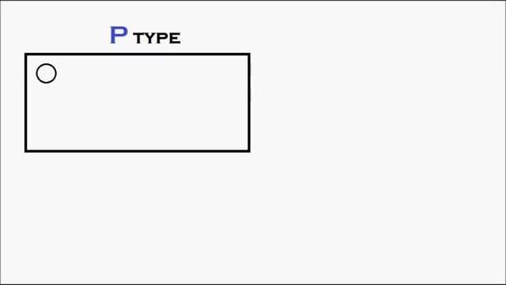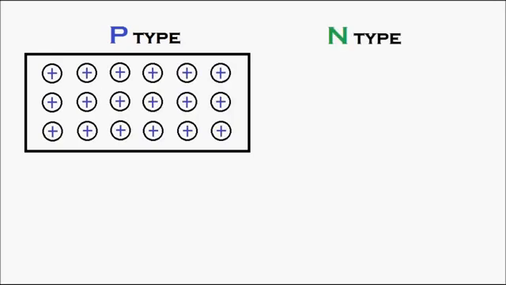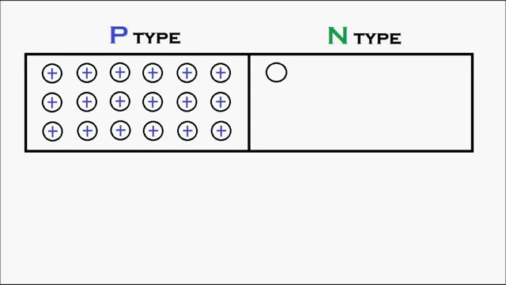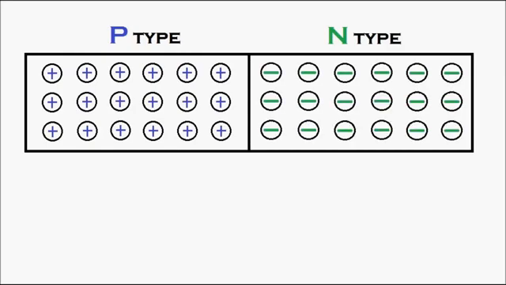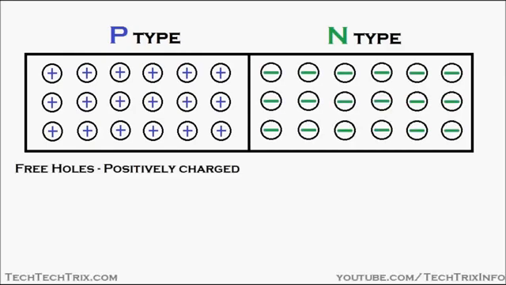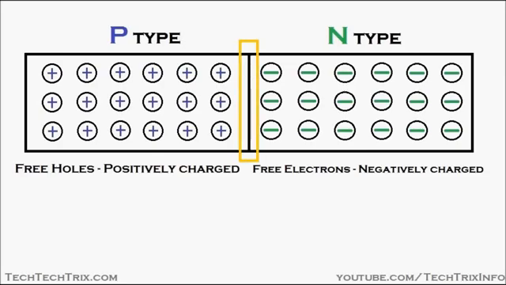So the P-type semiconductor has holes which are positively charged, and the N-type semiconductor has electrons which are negatively charged. You can see free holes which are positively charged are available in the P-type, and free electrons which are negatively charged are available in the N-type. So this is the region where the P-type and the N-type join, or the junction which is formed, which is called the PN junction. So this is the PN junction.